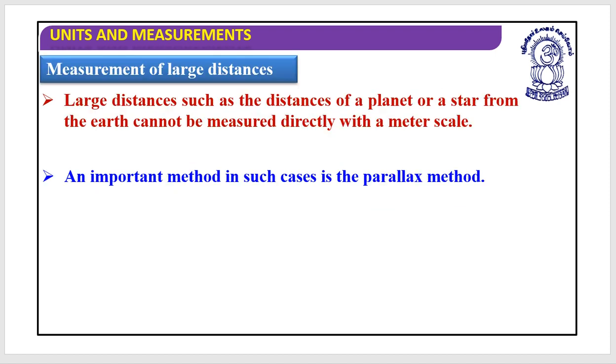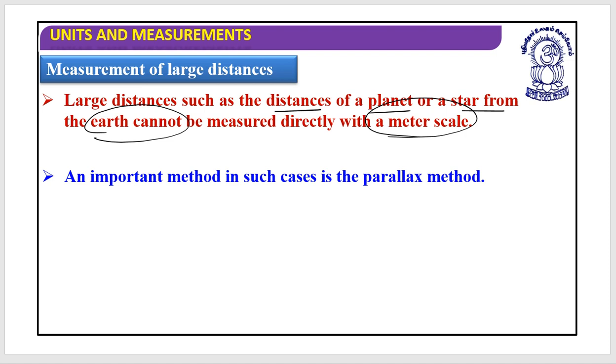Now, other options if you want to measure a very large distance, such as the distance of a planet or a star from the earth. You might be aware that to calculate such large distances, you are not going to use the meter scale, because these are very far away. When you measure the distance of a planet from the sun, or between two planets, these are all astronomical distances, and they cannot be measured with a simple meter scale.